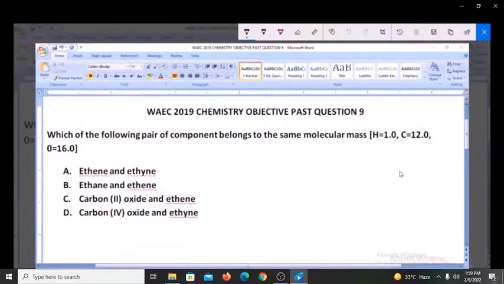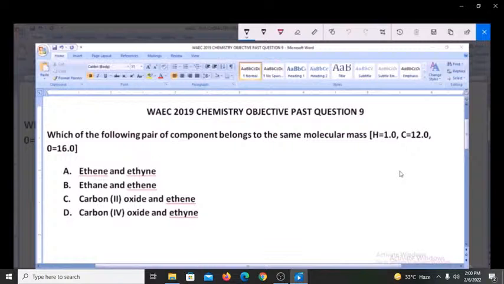Hello. We're going to be answering WAEC 2019 Chemistry Objective Past Questions. And this is question 9. Which of the following pair of compounds belongs to the same molecular mass? A. Ethene and ethyne. B. Ethane and ethene. C. Carbon 2 oxide and ethene. D. Carbon 4 oxide and ethyne.